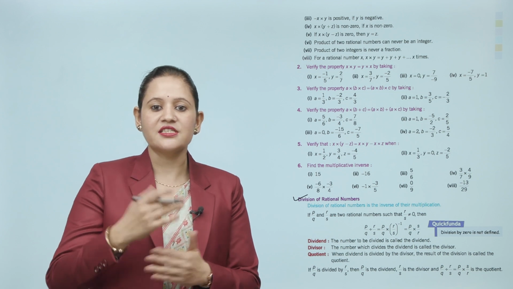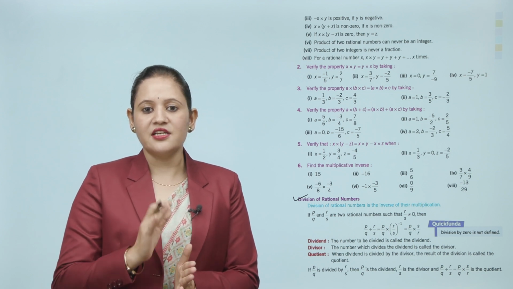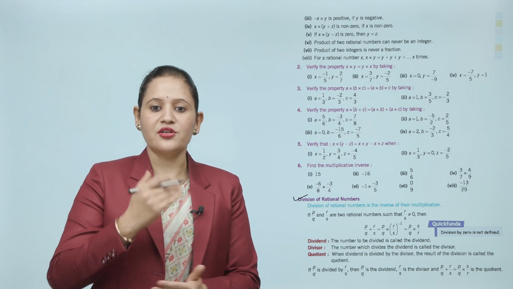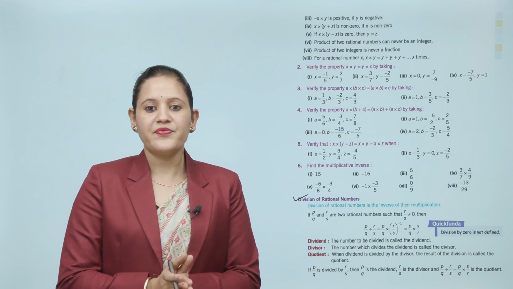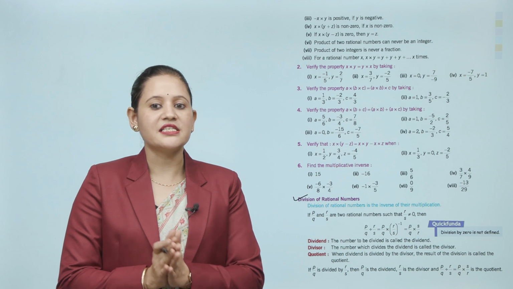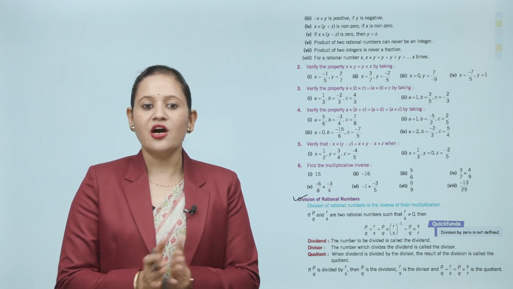इसको क्या कर दिया, रिवर्स कर दिया हमने. जो नीचे वाला था डिनोमिनेटर, उसको हमने न्यूमरेटर बना दिया, न्यूमरेटर को डिनोमिनेटर. क्लियर? क्विक फंडा. Division by 0 is not defined. Now dividend.